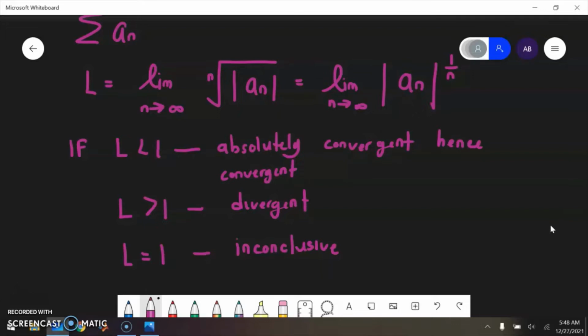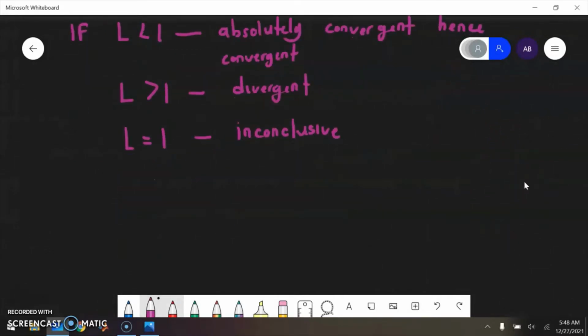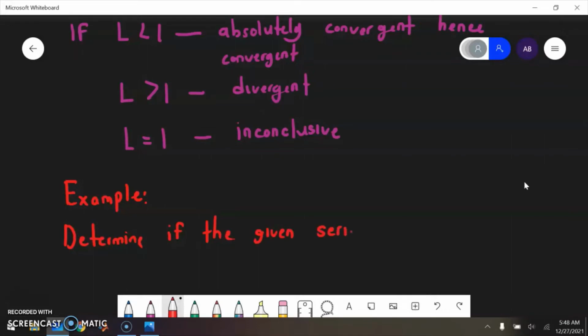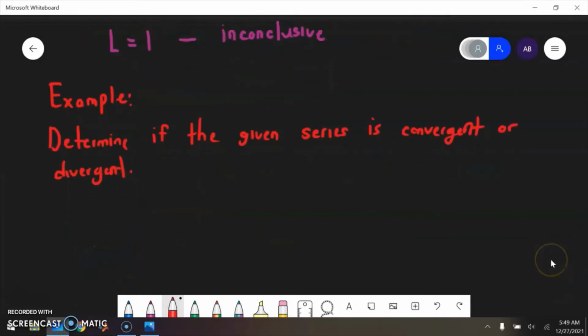So what we want to do here is look at some examples. Let's start with the example given in my textbook, to understand whether you know how to apply this test correctly. So the first example is this one: determine if the given series is convergent or divergent. So that's the question. Determine whether the series is convergent or divergent.